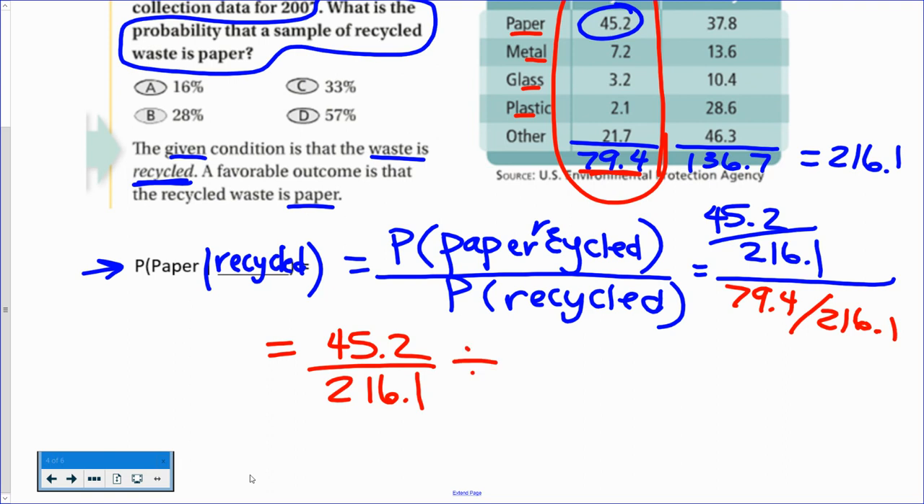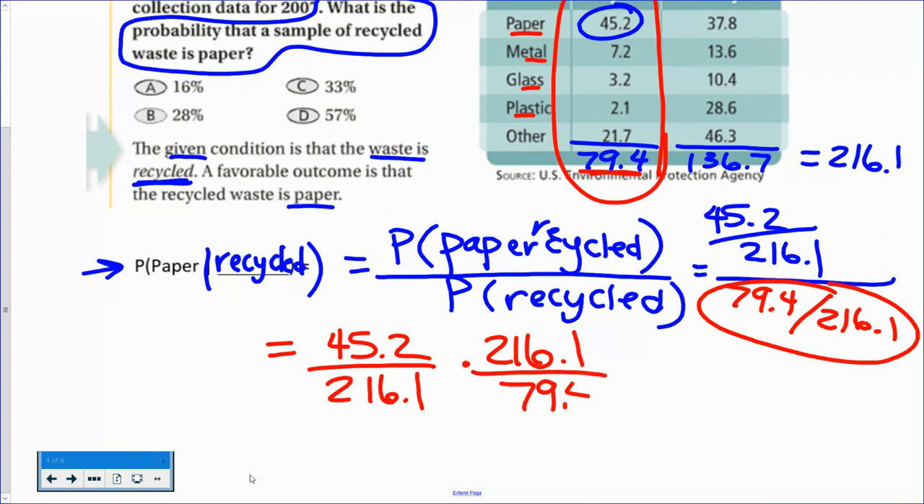divided by, and what I'm dividing by is this fraction, so I will change that to multiplying by the reciprocal. So what's going to happen every time is that that denominator would cross out. Okay, so when I have the same denominator in both, I will always be able to cross those out.